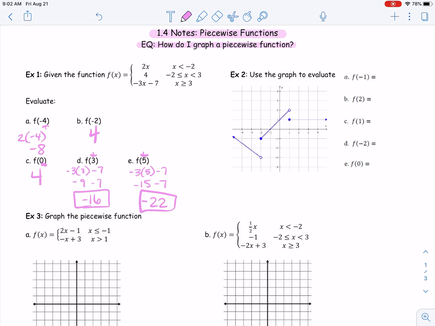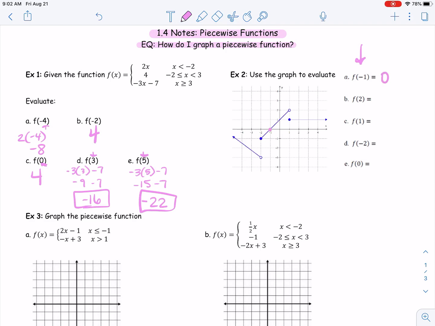Okay, now what if we have a graph? Same kind of thing. We are given this piecewise function. This is an example of what a piecewise function can look like. And notice we're doing the same thing here. We're evaluating. Okay, so I'm going to ask you f of negative 1. Well, when x is negative 1, I'm using this middle graph, and what's that y value?